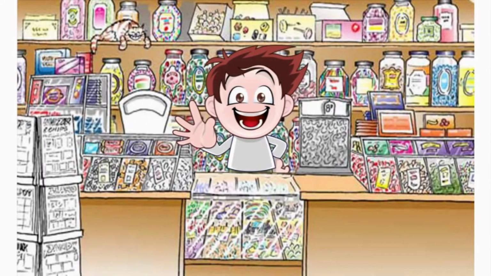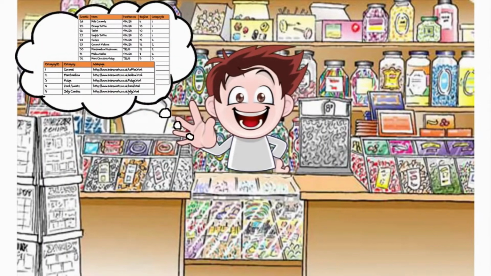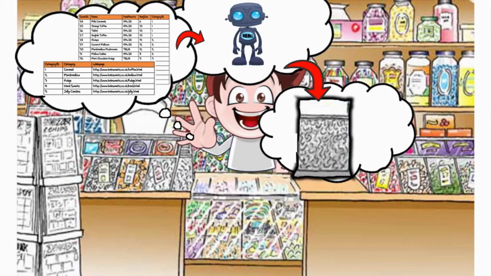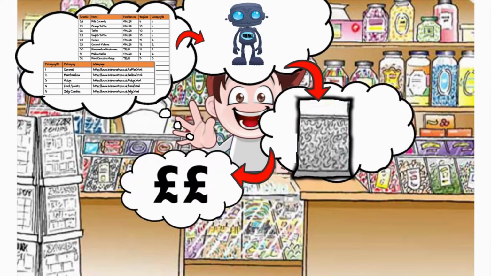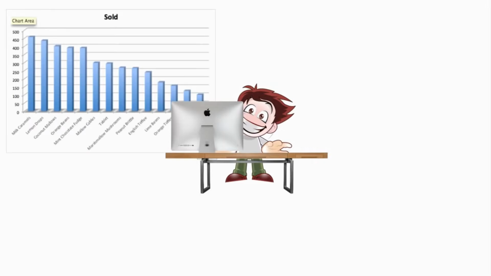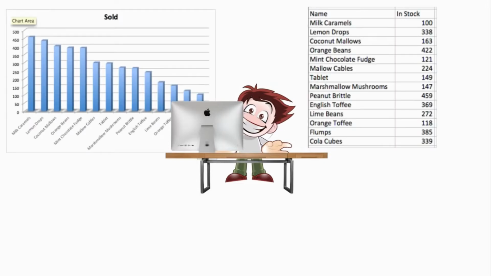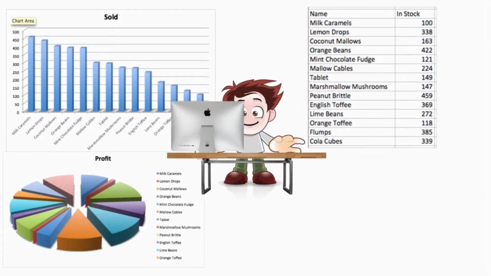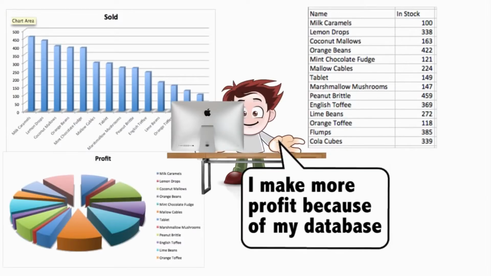Bob is really happy with his database of linked tables. He has linked it to the till in his shop so that when he sells some sweets, it gets updated automatically. This means he can see which sweets are the most popular, which sweets he needs to restock, and which sweets also make the most profit. Bob's database helps make his business better.